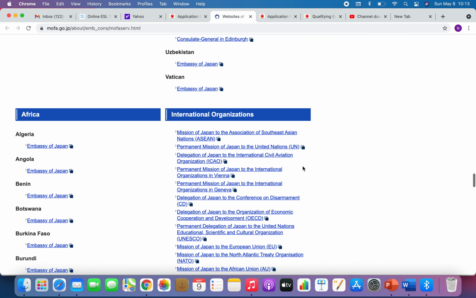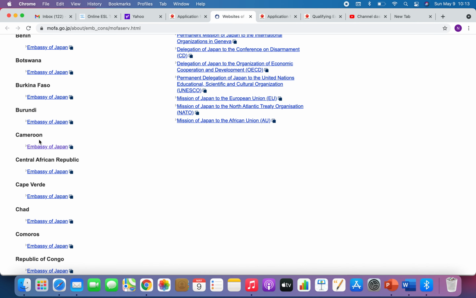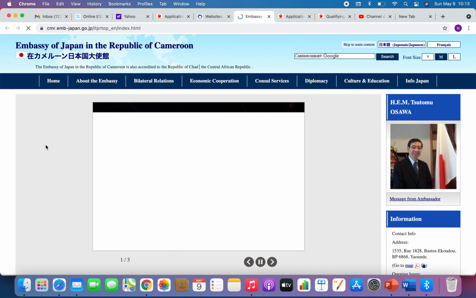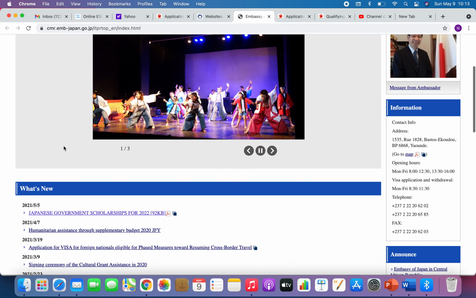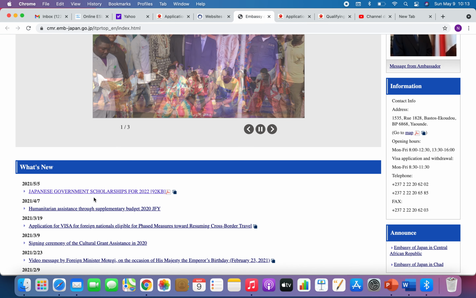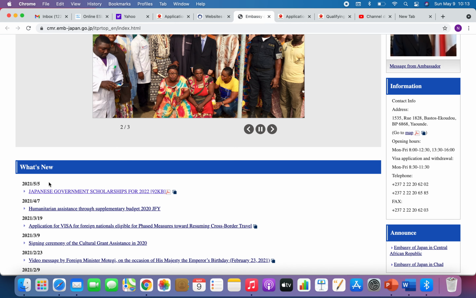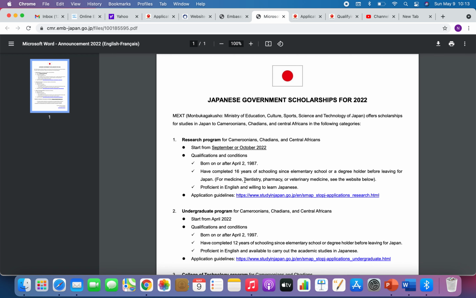So okay, this is Africa. So Cameroon, Embassy of Japan. You click and you scroll for a bit. This is a Japanese government scholarship for 2022. It was launched on the 5th of May. You just click and then you get the documents.